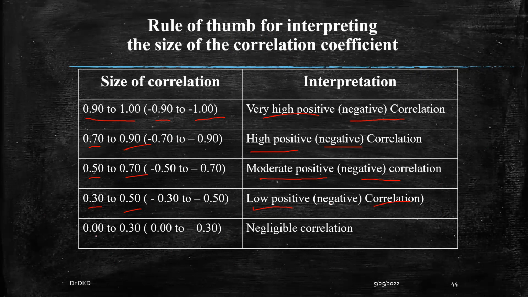And if we get a value from 0 to 0.30 or 0 to minus 0.30, it is negligible. We know there is no correlation. So this is a basic and simple example of the Spearman correlation coefficient that we need to understand.